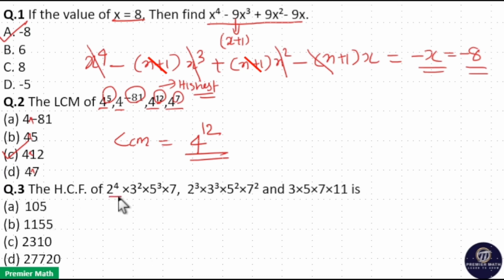Now next is HCF of the given terms. Here take the common factors from these 3 terms. Here 2 is not common in the 3 terms, so you can leave it. Here if you look at this, it is 3 square, 3 cube and 3. So 3 is a common factor. 3 raised to 1 is a common factor. And 5 raised to 1 is also a common factor. And 7 is also common. Here this is 7 square and 7 and 7. So 7 raised to 1 is common. Which means 7 into 5 is 35. 35 into 3 is 105. Option A is your answer.